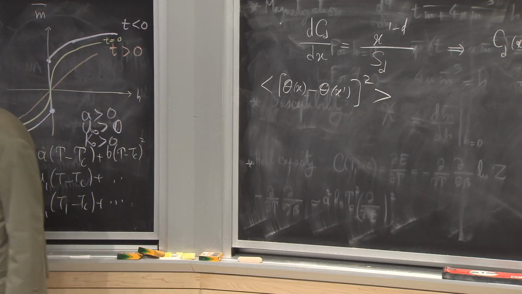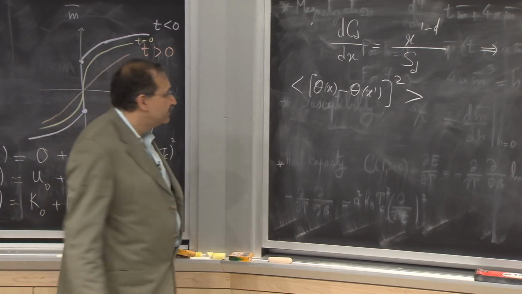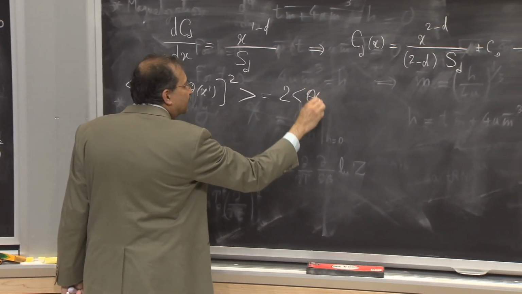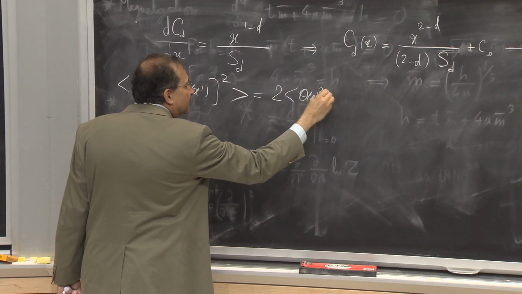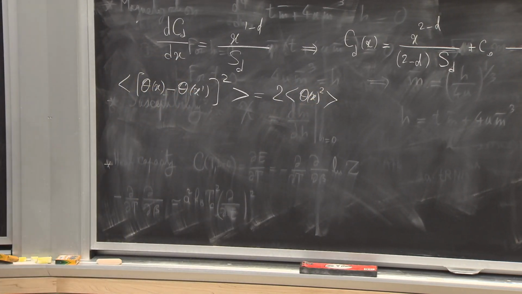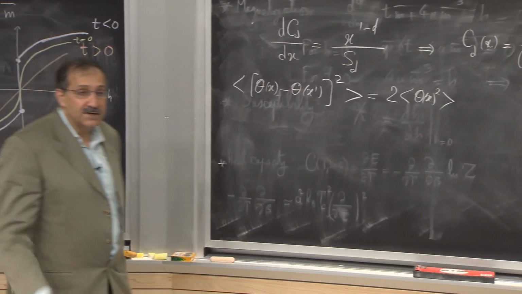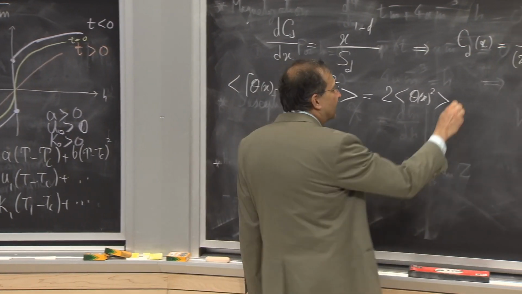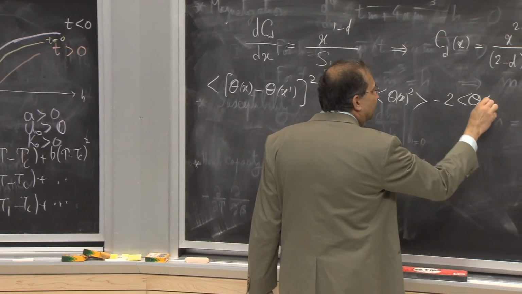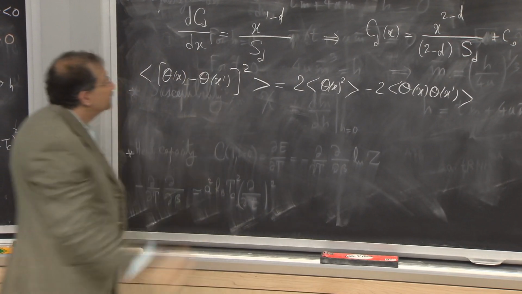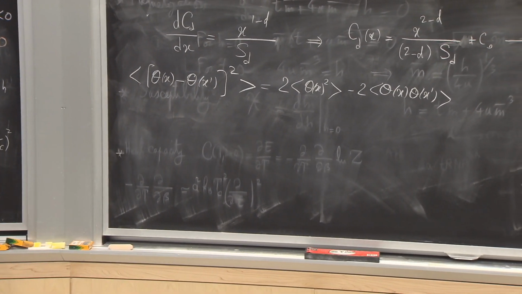Okay? And that quantity, I can expand this, is twice the average of theta at some particular location. Presumably it doesn't matter which location I look at. So it's the variance locally that you have in the angles. And then minus twice theta of x prime, which is the quantity that I calculated for you above.